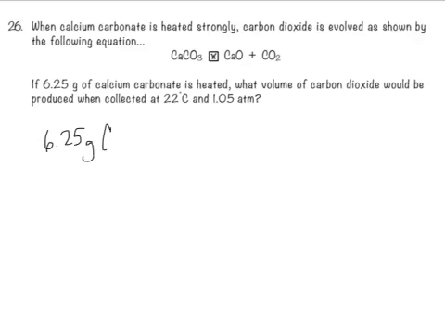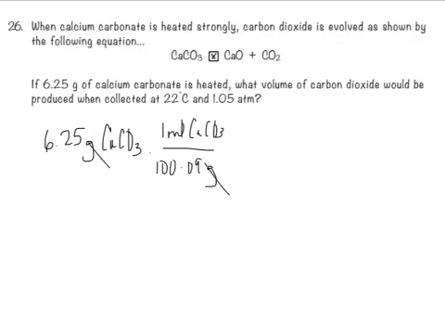6.25 grams of calcium carbonate. Well, how I relate calcium carbonate to the carbon dioxide is their mole ratio. Well, this isn't moles, so I have to convert this to moles. So 1 mole of calcium carbonate has a mass of 100.09 grams. How do I know that? That's just the mass of 1 calcium, 1 carbon, and 3 oxygens.